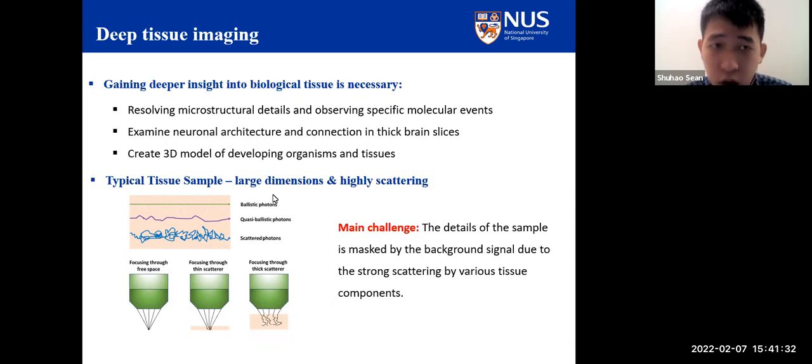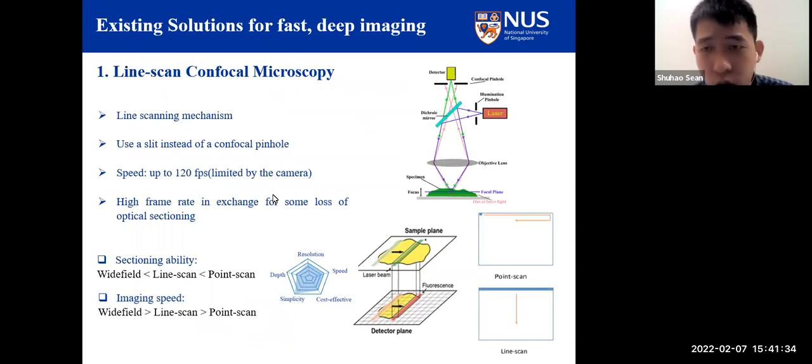To address these issues and also maintain the imaging speed, there are many solutions available in the research community. One of them is the line scan confocal microscope. This is adapted from the traditional point scan confocal microscope, and the implementation is very simple. Instead of scanning the sample point by point, it scans line by line using a cylindrical lens, and thus largely increases the frame rate.